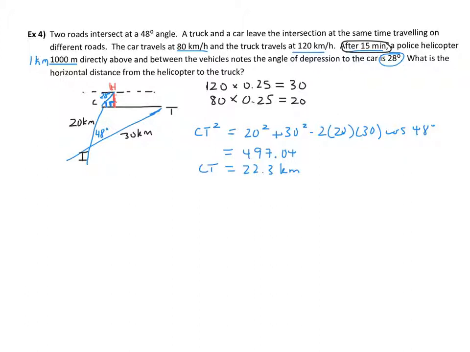The 28 is the angle HC, let's call this D, HCD. And then what we want to find is D to T, the horizontal distance that the helicopter is from the truck. So this length right here. Again, that's a 90-degree angle in there. So what are we going to do here? I know the whole CT value. Maybe I could use my little right angle triangle CHD and solve for side CD, and then I could subtract that from the 22.3 kilometers to get the side DT.